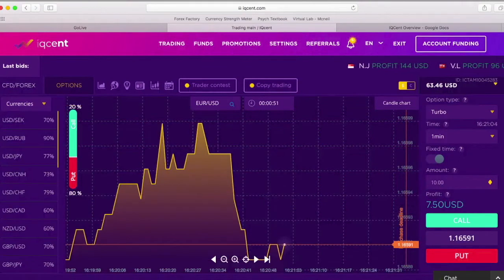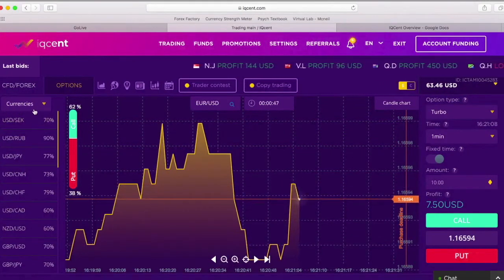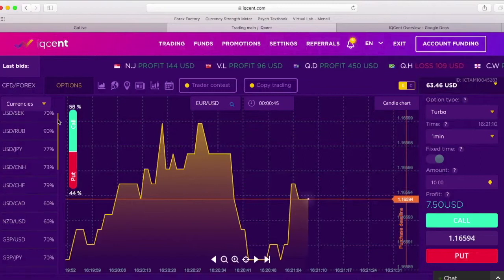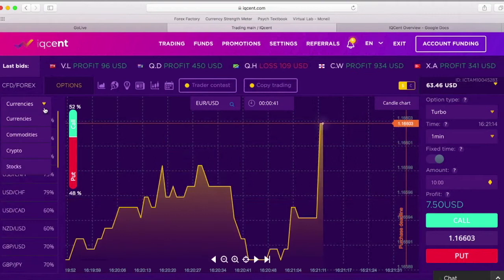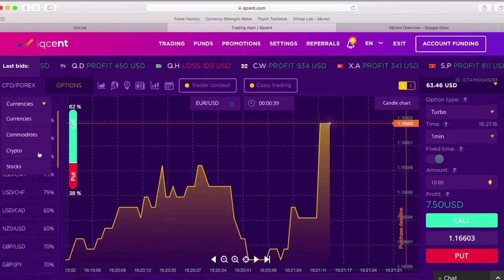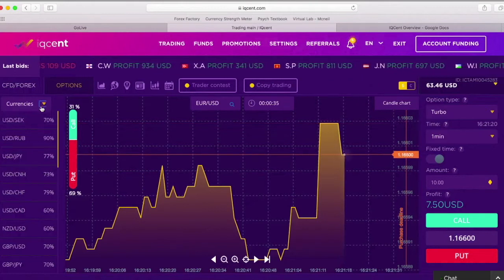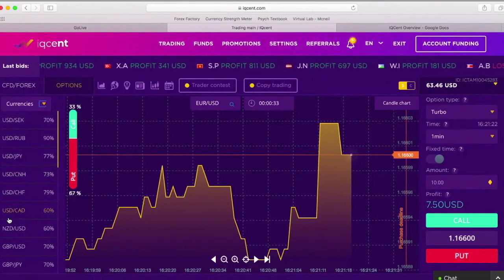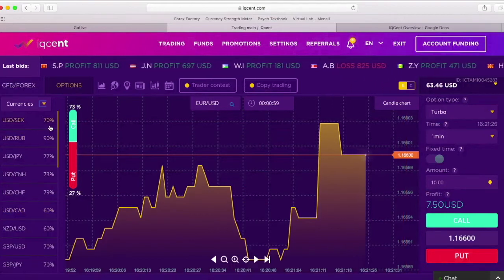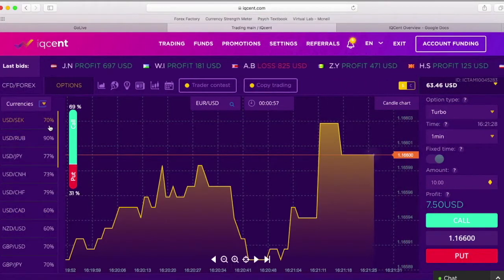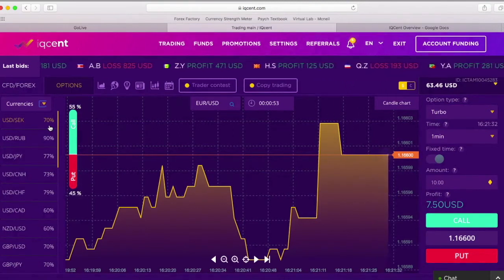So the first thing I want to go over is this left sidebar where it says currencies. So this is all a list of your currencies. As you can see, we can also trade commodities, crypto, and stocks, but for right now, we're just focusing on the currencies. So next to each currency pair, for example, USD SEC, there's a percentage. This is called your payout percentage. Essentially, the payout percentage is just telling you how much profit you're going to make if you trade with that currency pair.